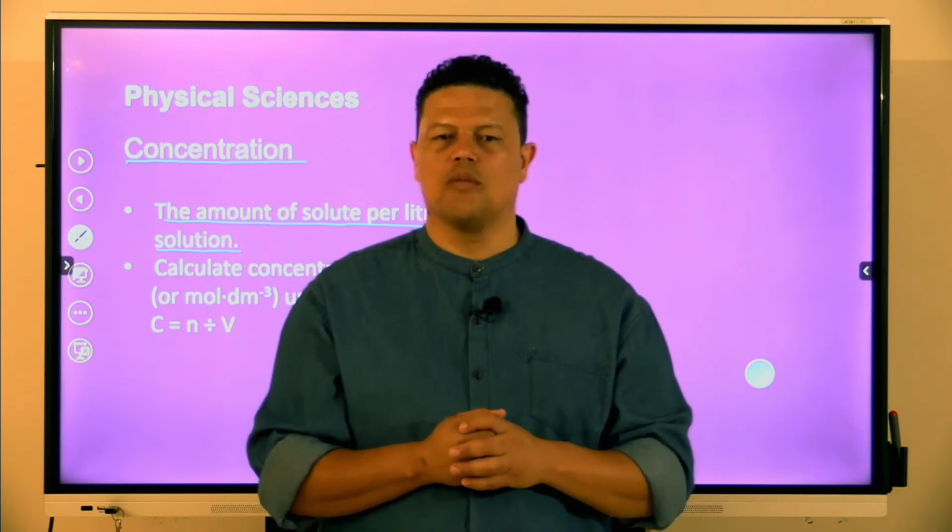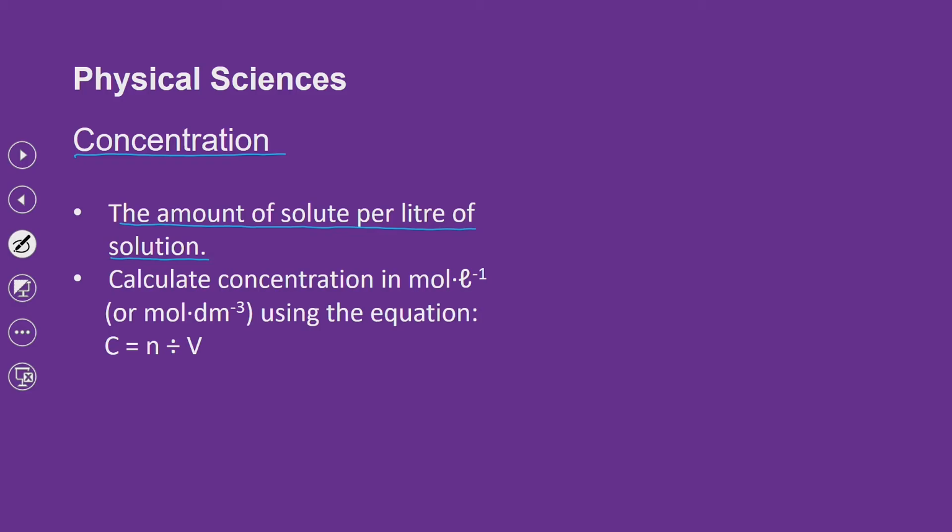Let's have a closer look on the board. Concentration is the number of moles, n, divided by the volume, V. N is therefore the number of moles, and V being the volume. And let's be aware of our SI units, where your volume must be in cubic decimeters. So never forget to look at your units.